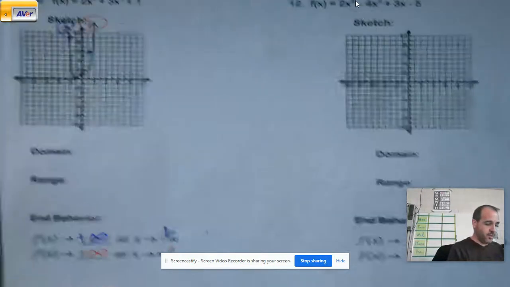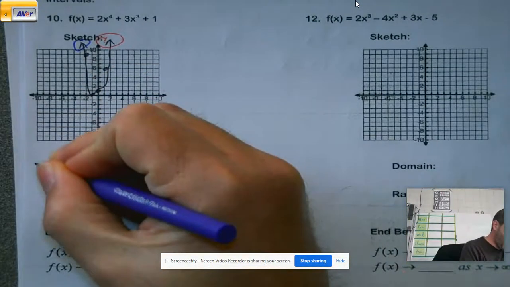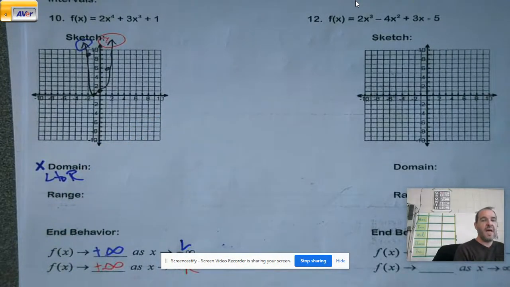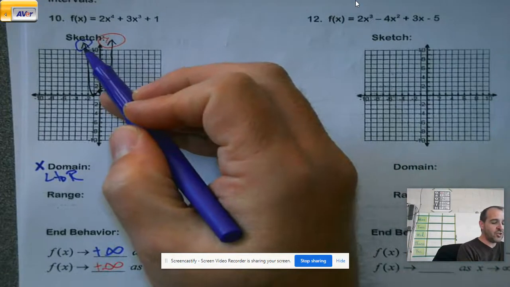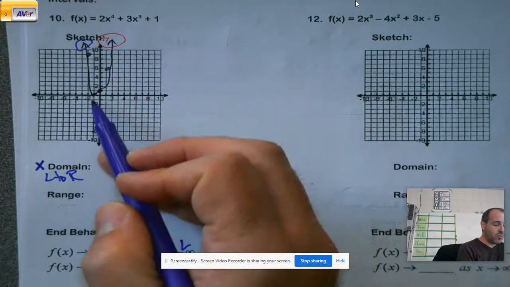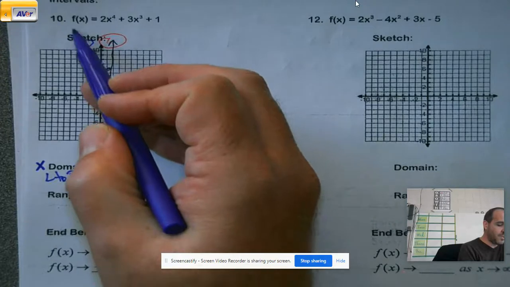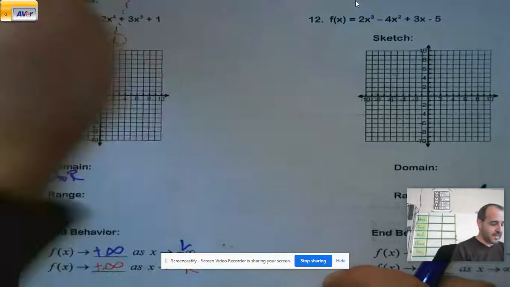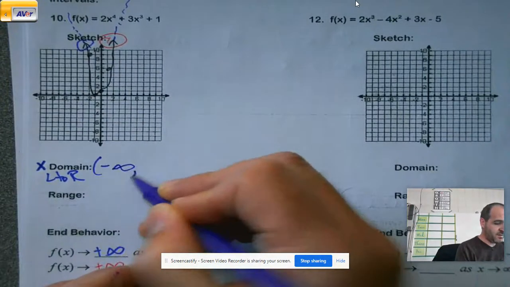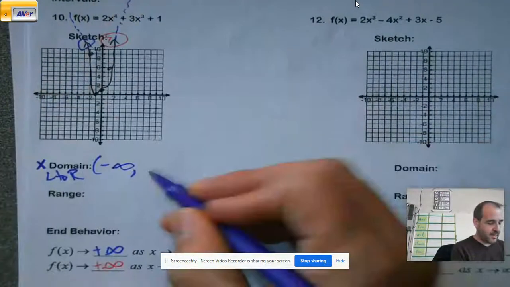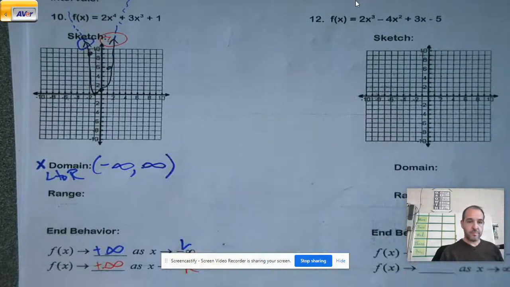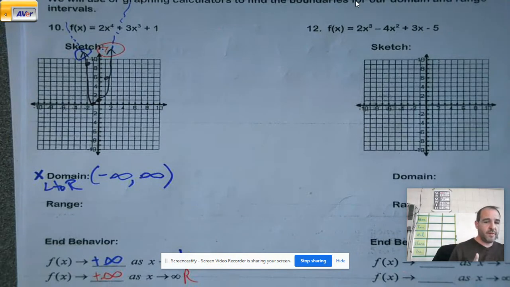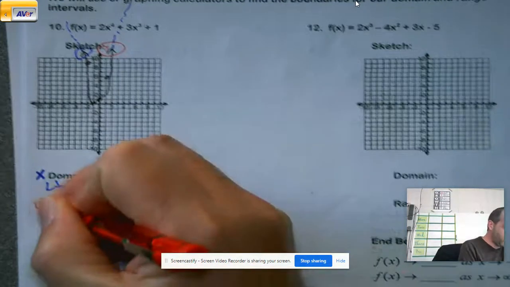Now, domain and range. Quick reminders. Domain. X values. Left to right. Okay. As this graph continues to stretch upward here, it's also going out slightly to the left and out slightly to the right. Now, is that every single domain you're going to run into? Not necessarily, so don't quote me on that.